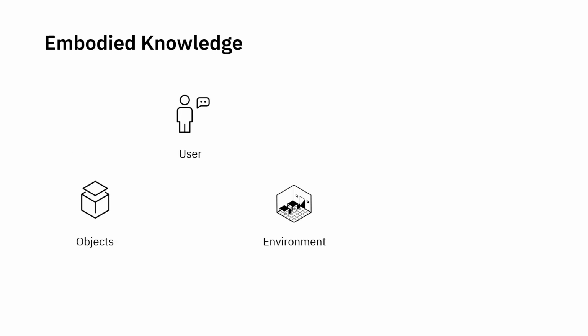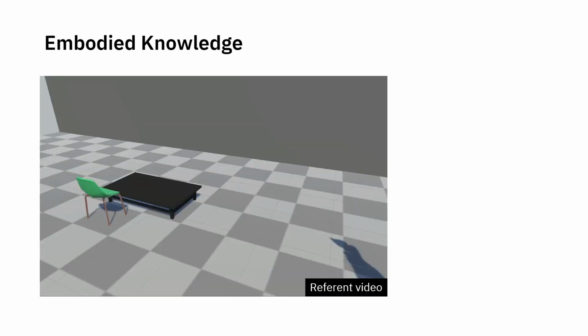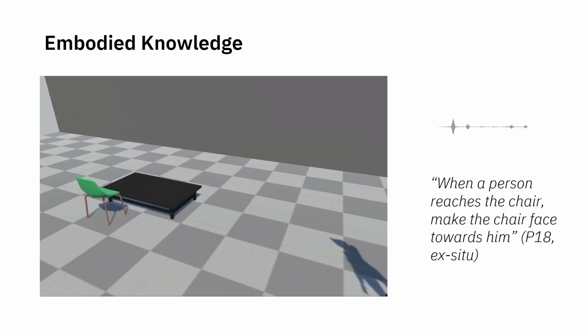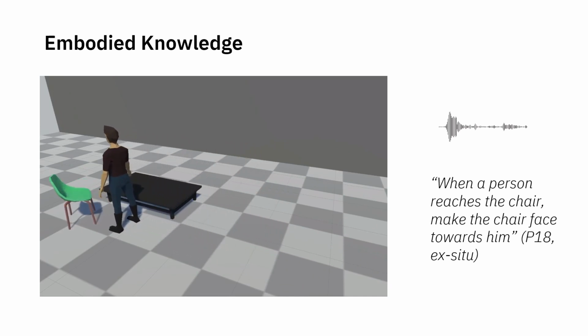First, participants expect the agent to be aware of the presence of themselves, the objects, and environments, and also the spatial relationships between them. When seeing this reference, which showed a chair automatically making space for a person approaching, one participant said, "When a person reaches the chair, make the chair face towards him," suggesting an assumption that the agent should be aware of the relative spatial relationships between people and objects.